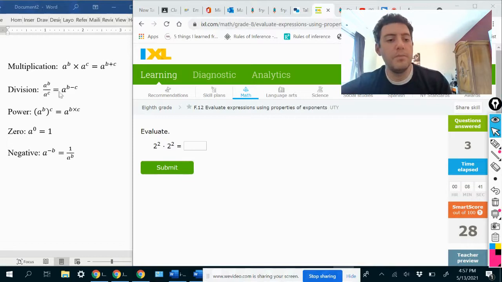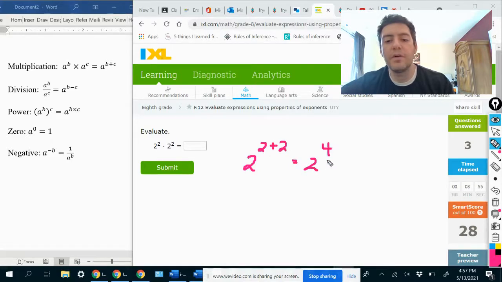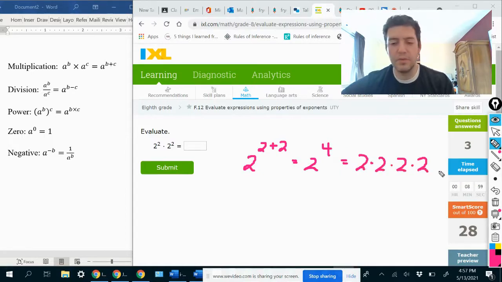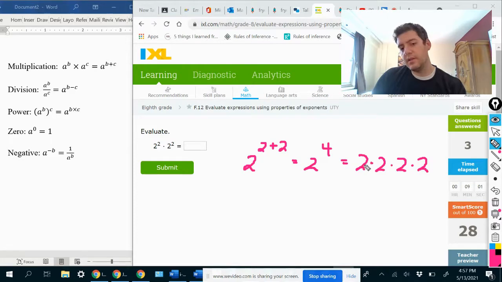Okay, so over here we're multiplying. We're going to use the multiplication rule. We're going to add the exponents. So the base is 2. Then we have, again, like we did in the other one, 2 plus 2, because both of these exponents are 2. So we have 2 to the 4th power, which means 2 times 2 times 2 times 2. Okay, and let's see, 2 times 2 is 4, times 2 is 8, times 2 is 16.